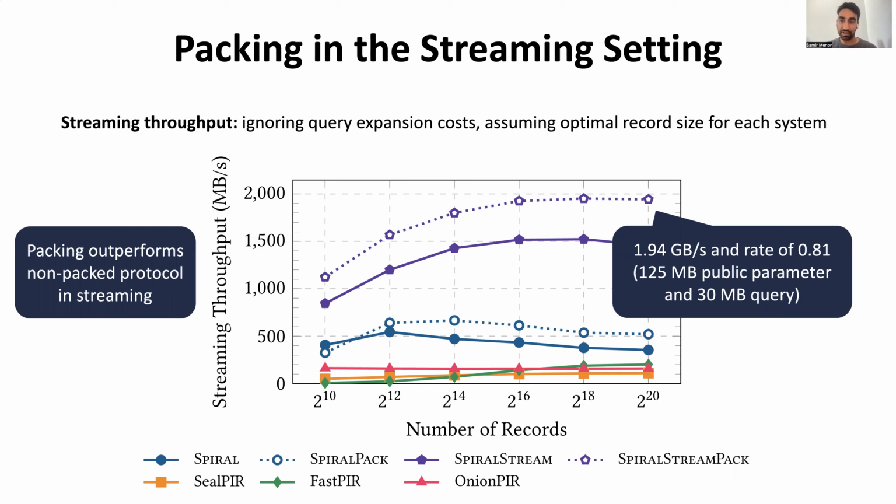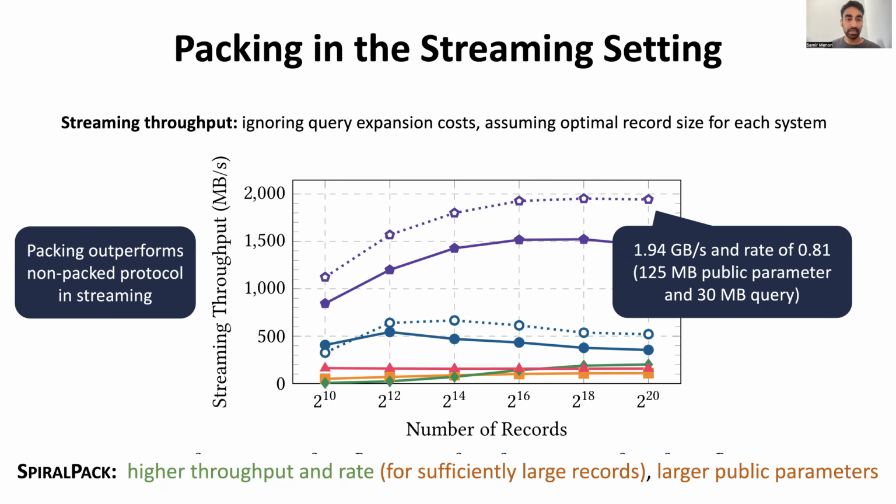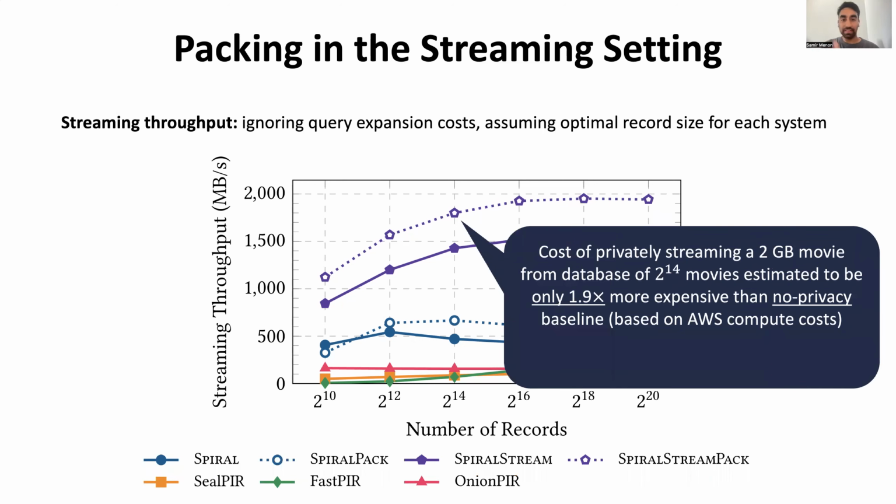And the query is also very large. So basically, at a high level, the packing allows us a higher throughput and rate, but with larger public parameters. And it's this scheme that we use to compute that metric about being 2x more expensive than the no privacy baseline. The best possible previous scheme under this cost regime was about 17 times more expensive. So we also think it's a significant improvement over prior work.